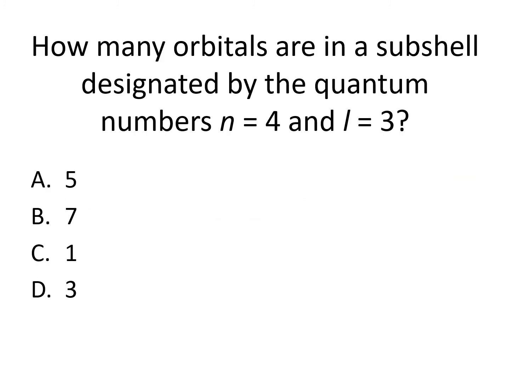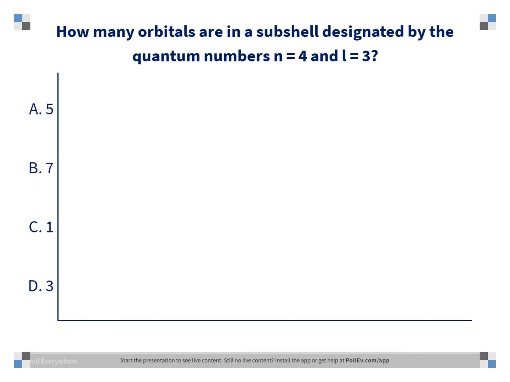How many orbitals are in a subshell designated by the quantum numbers n equals 4 and L equals 3? Is it A, 5, B, 7, C, 1, or D, 3? The correct answer is B, 7.